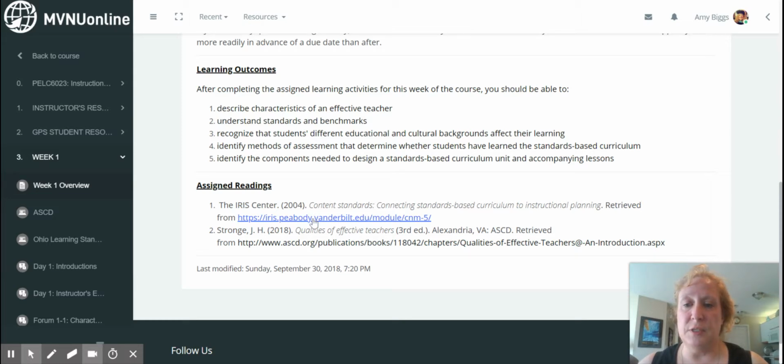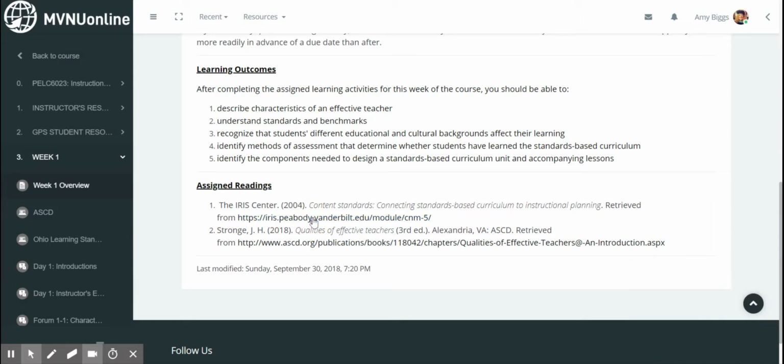If you click on the IRIS module, you will see that you go through the module. First is the challenge, then the initial thoughts, then the perspectives, then the wrap-ups, then the assessment is the last thing you do. Okay?